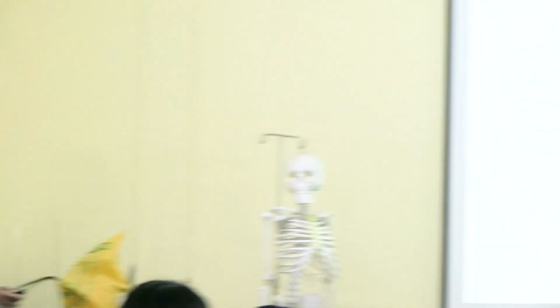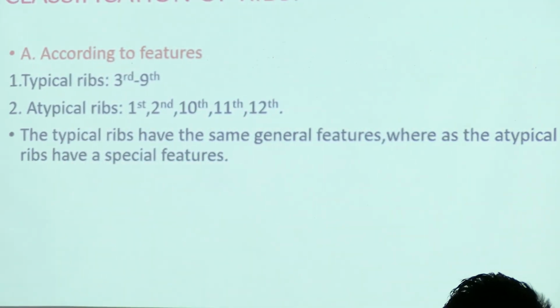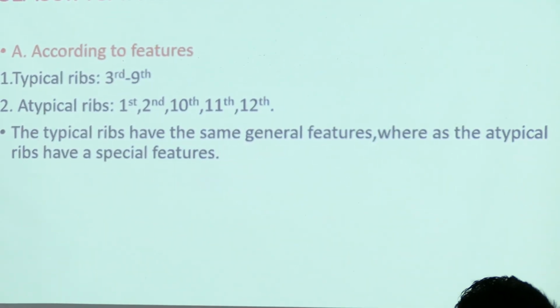But here in the first and second rib, see, the anterior end and posterior end both touch the surface, so they do not have this twisted nature. The first rib also does not have any twisted nature. So these are all the typical rib features. The typical ribs are third to ninth, and the atypical ribs are first, second, 10th, 11th and 12th.